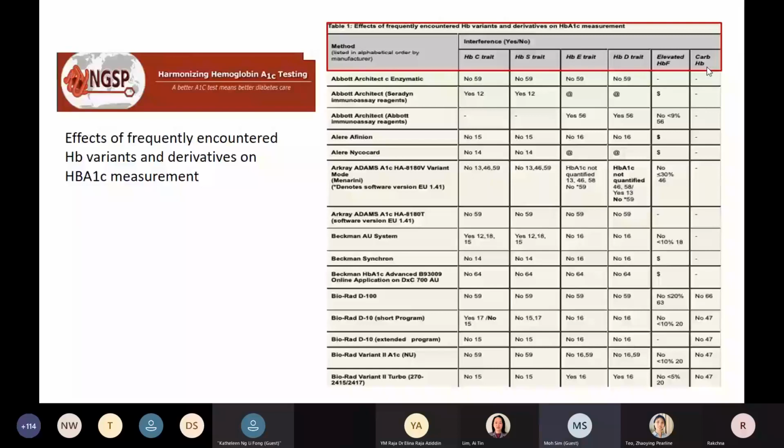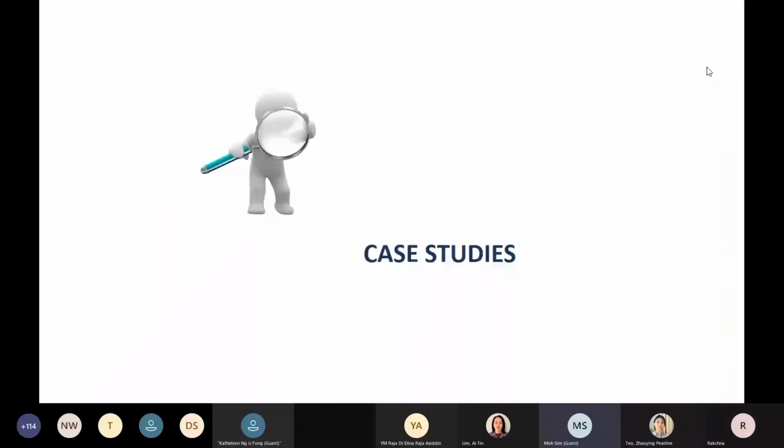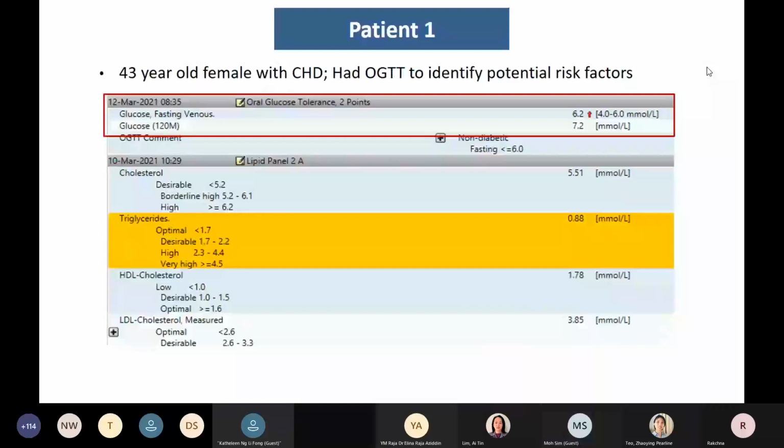So I'm just going to move on to my first case study, and this is patient 1. Patient 1 is a 43-year-old female with coronary artery disease, and she had an oral glucose tolerance test to identify potential underlying risk factors, because 43 years old is fairly young for a patient with coronary artery disease.